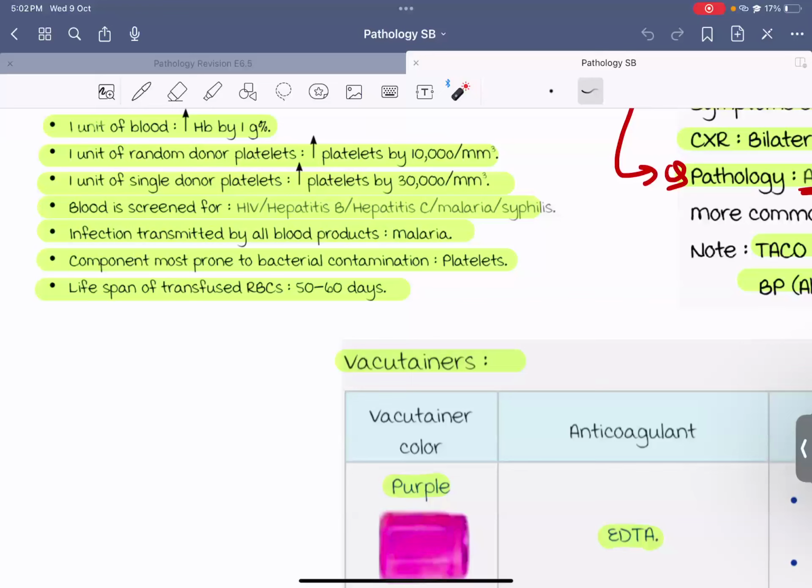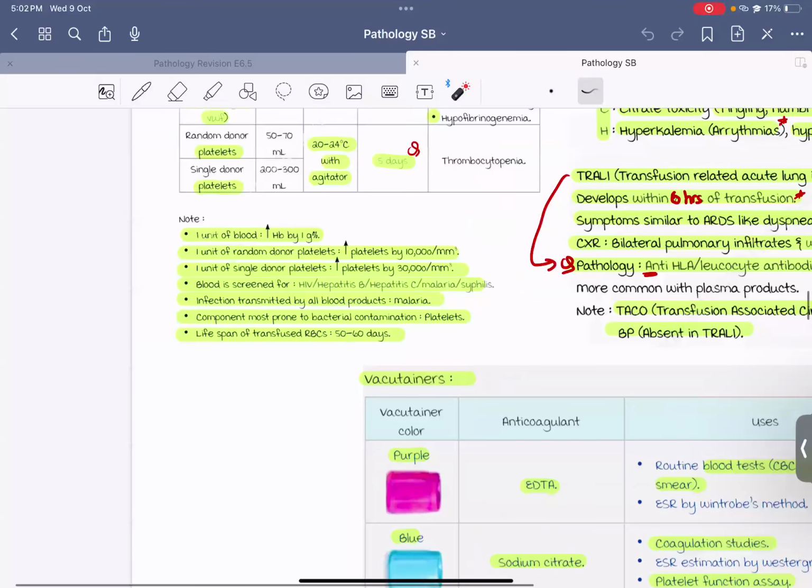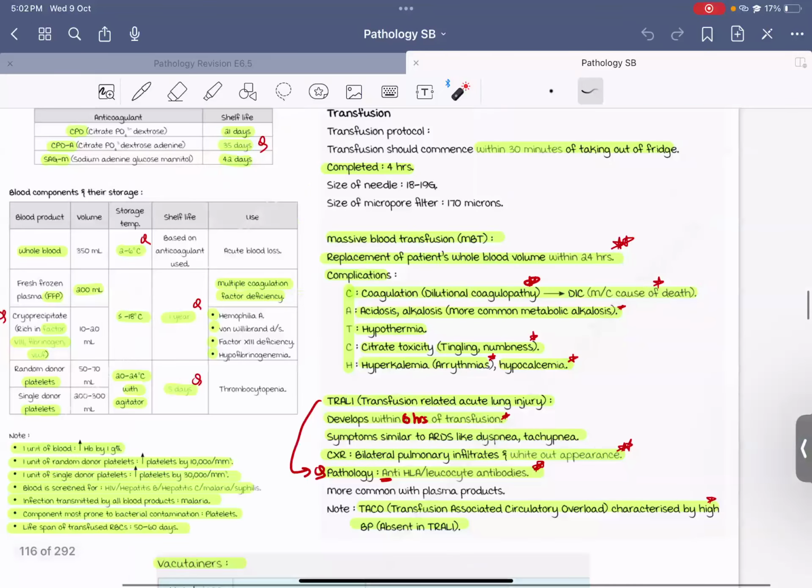What is the lifespan of transfused RBC? That is 50 to 60 days. Did you understand this? Okay. Now again we'll talk about transfusion.